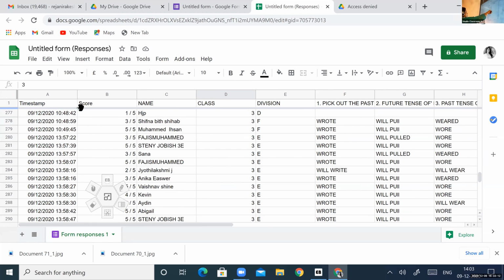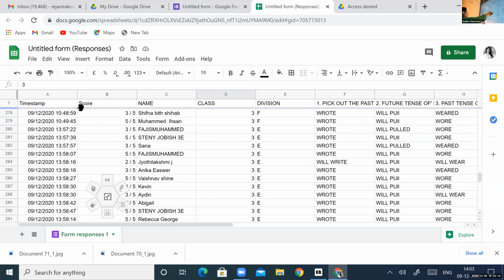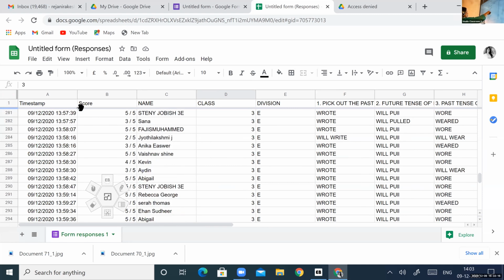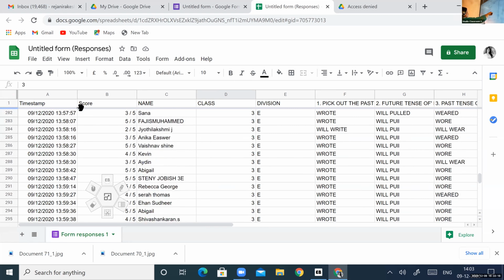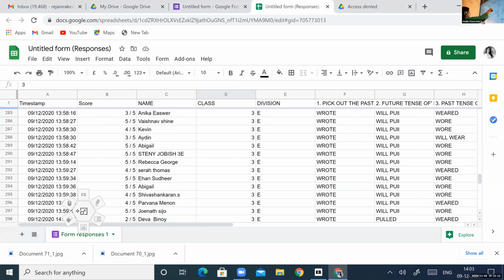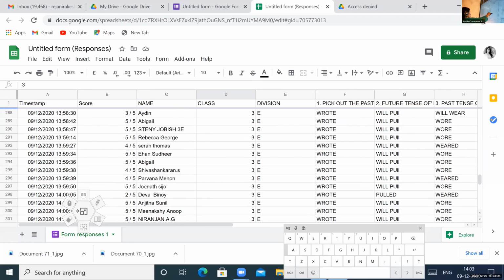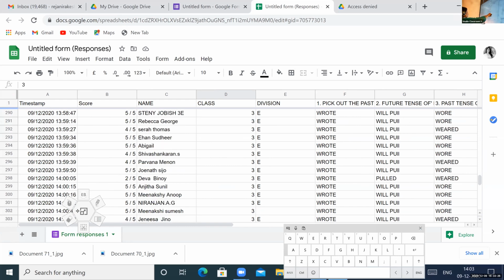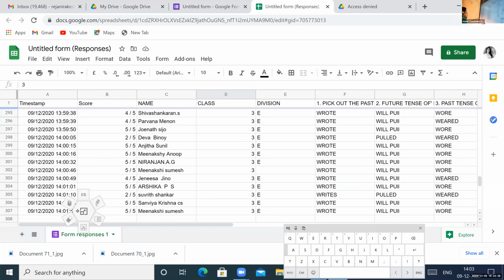Spargus, Tenon, Senna, Jyoti, Anika, Vaishnav, Shine, Kevin, Aiden, Rebecca, Sarah, Ihan, Abigail, Shivashankar, Parvana. Why has Deva got only less marks? Please do it fast, children.